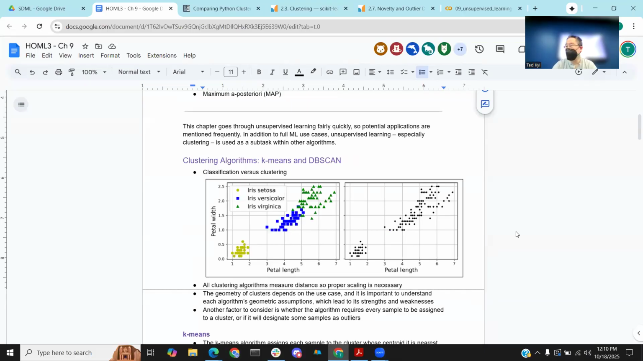One thing I'll mention just off the top is this chapter does go through these different unsupervised learning techniques fairly quickly. I thought that the author did a good job mentioning in multiple places applications where we actually use these things. But also know that these unsupervised learning techniques sometimes are used as a component inside of a bigger machine learning pipeline. For example, clustering is something that may be just a small little piece inside of some other process.